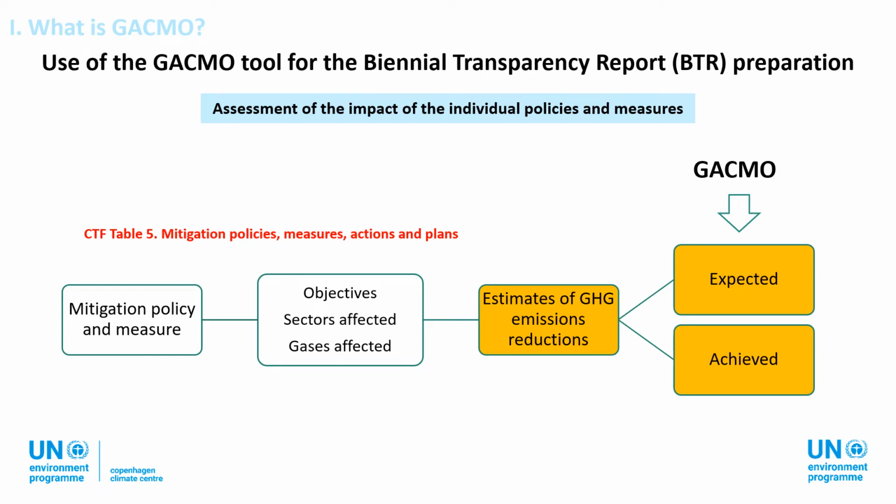GACMO tool can also be used to estimate impact of an individual policy and measure. As an example, one of the CTF tables of the biennial transparency report is the CTF table 5, with the mitigation policies, measures, actions, and plans. GACMO tool can be used to estimate expected and achieved emission reduction from individual mitigation policies and measures.